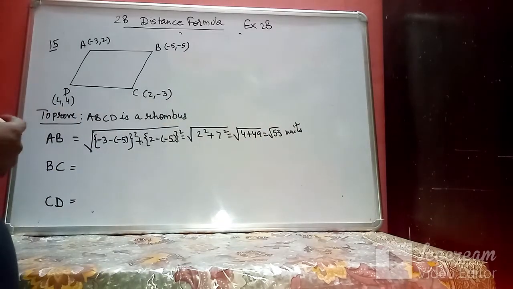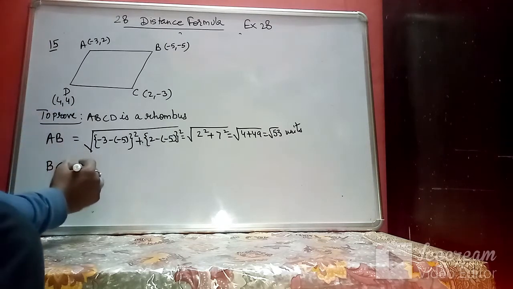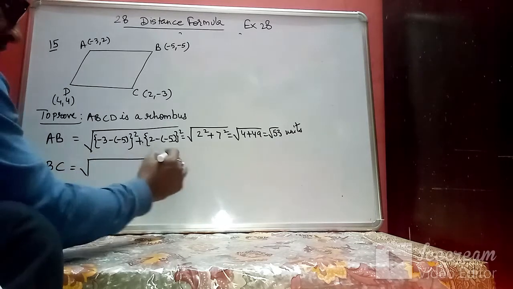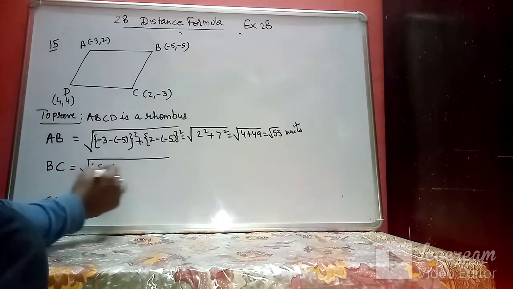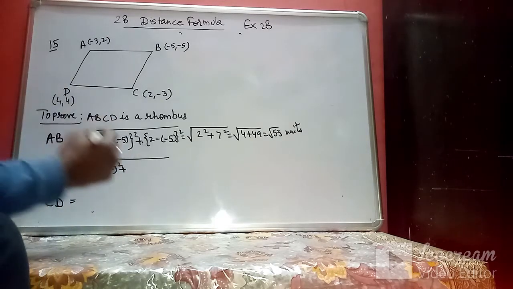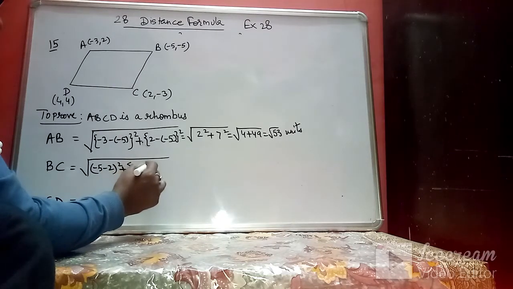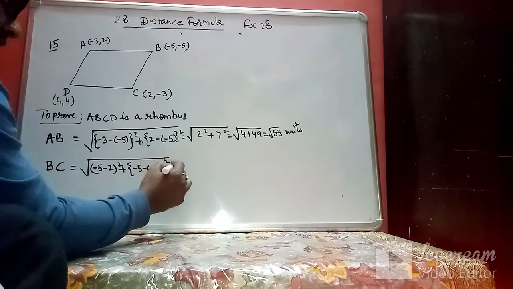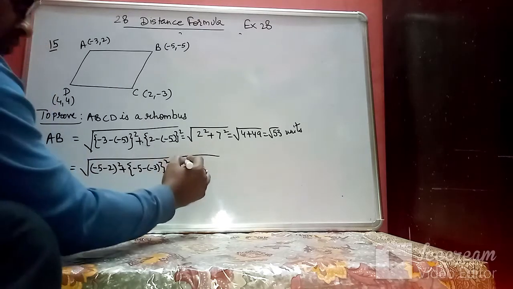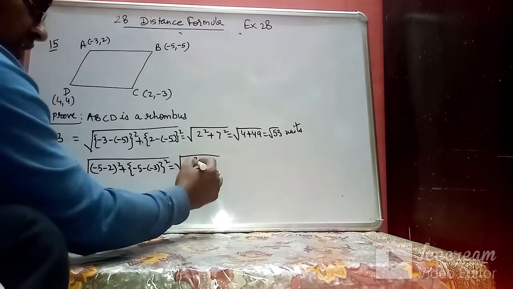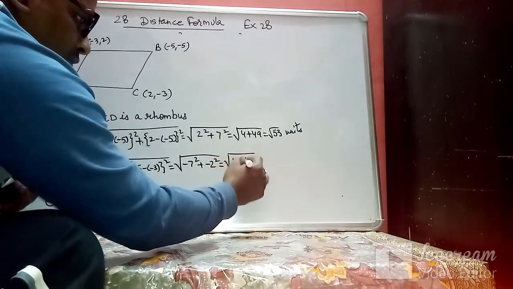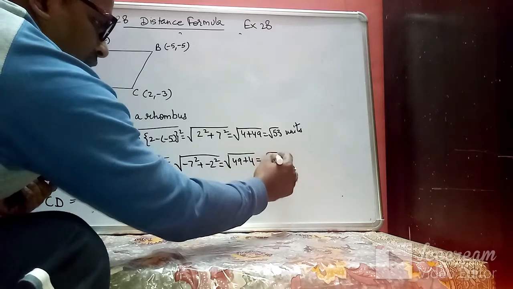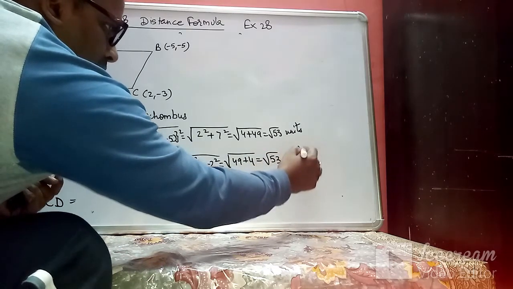So if I get all the sides as root 53 units, then this becomes the rhombus. Then let's see BC. So BC is minus 5 minus 2 square plus minus 5 minus 3 square. So it is minus 7 square and minus 2 square. So again it is 49 plus 4, that is root 53 units.